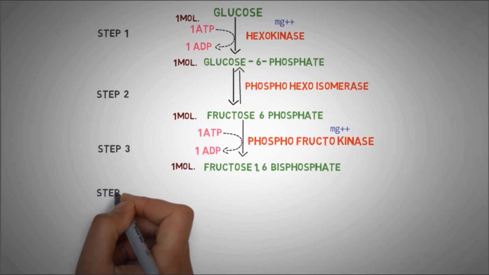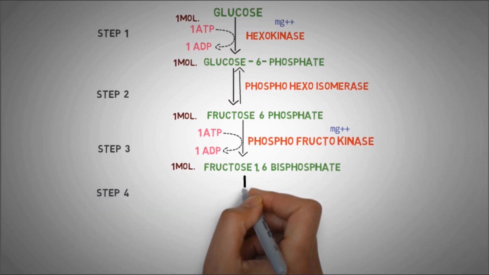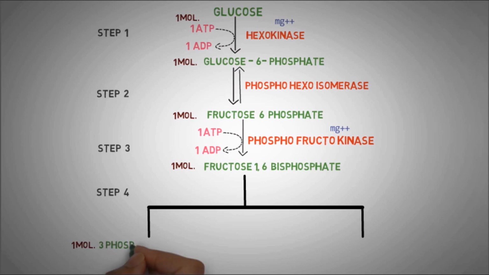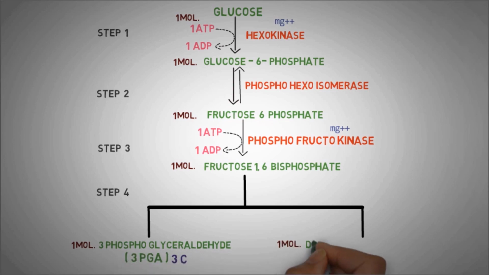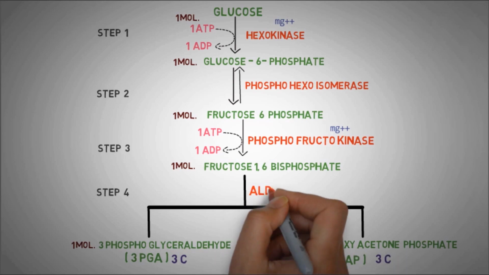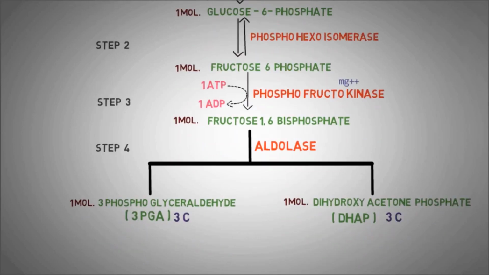In step 4, one molecule of fructose 1,6-bisphosphate is converted into one molecule of phosphoglyceraldehyde, which is commonly called 3-PGAL, and it is a 3-carbon compound. And also one molecule of dihydroxyacetone phosphate, which is commonly called DHAP, and it is also a 3-carbon compound. The enzyme used in this reaction is aldolase.